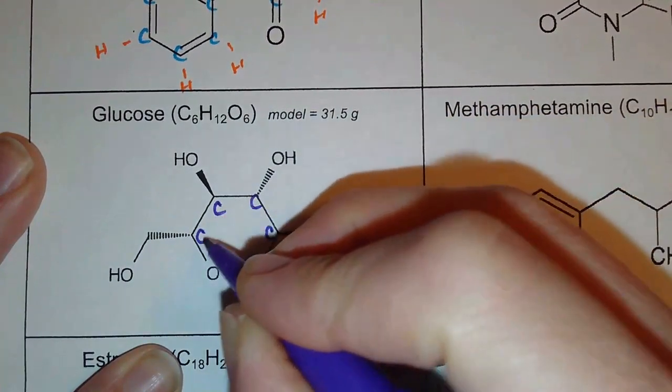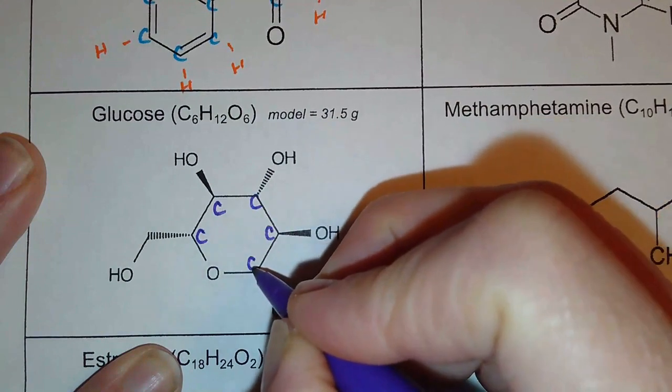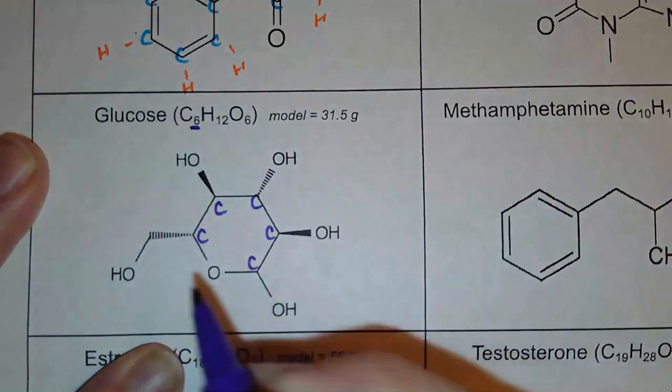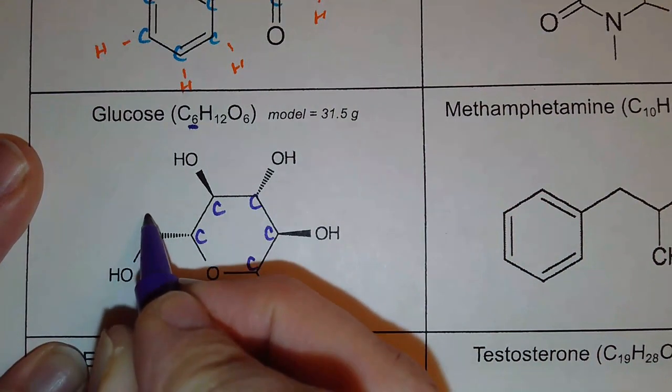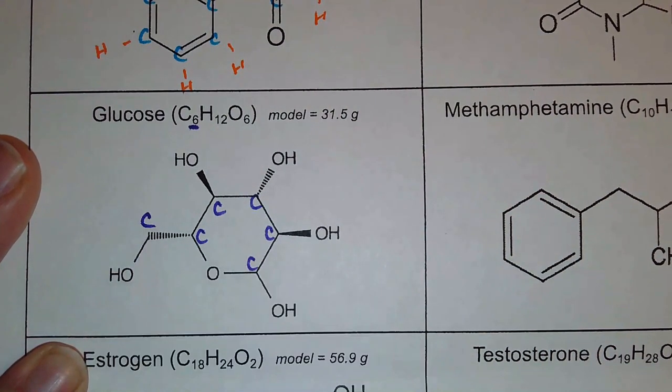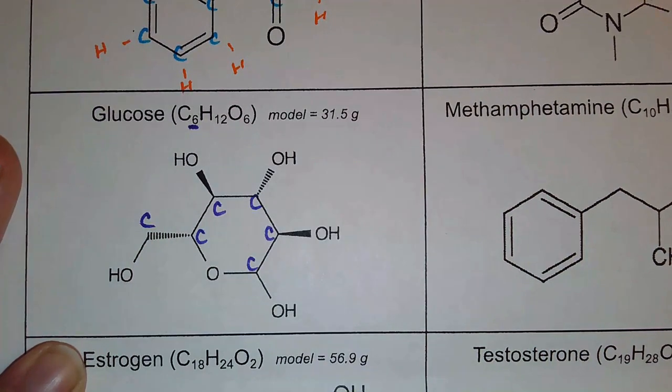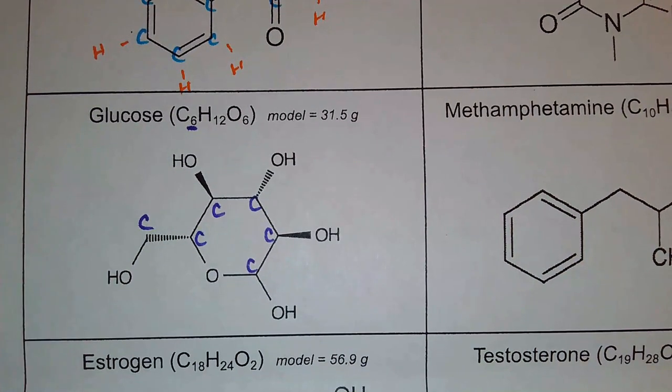So that's 1, 2, 3, 4, 5. I should have 6. So there's a carbon here that single bonds to a carbon here, and that is my 6th carbon. Okay. Now recall that you also have hydrogen.